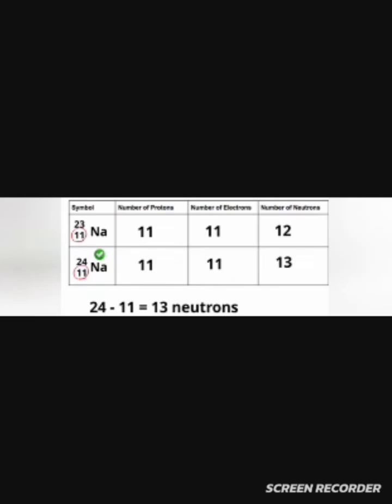While sodium-24 has a mass number of 24, and if we subtract the atomic number 11, we get the number of neutrons contained in the sodium-24 atom to be 13. So we can see they have different numbers of neutrons. They have the same atomic number, but they have different atomic mass. So these two are isotopes of sodium.